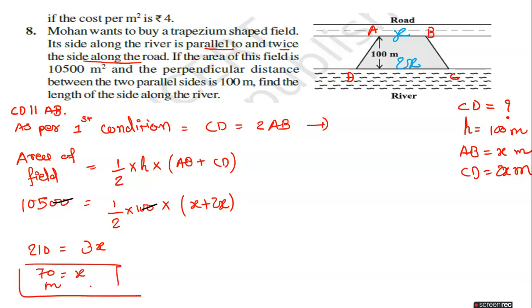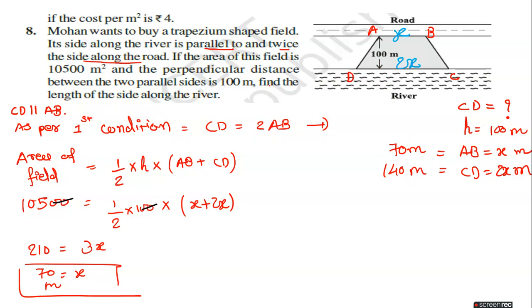Three sevens. Okay, and 10 you have to write. So x is equal to 70 meter. So x is actually AB, that is 70 meter. So 2x is 140 meter. Okay, that is your CD and that is our answer.